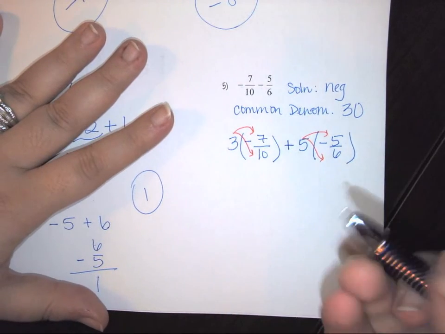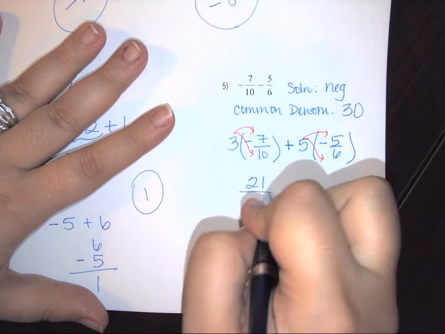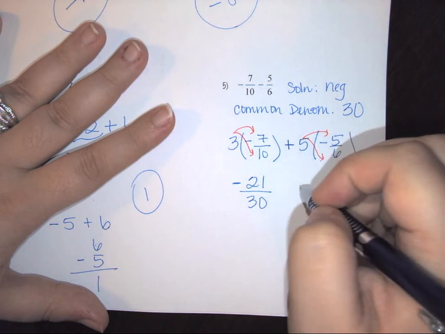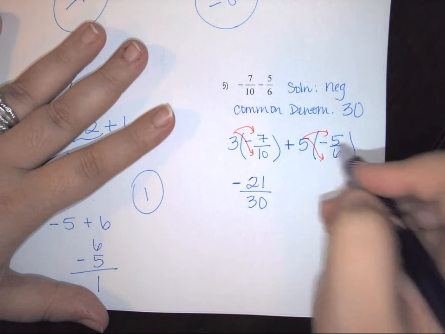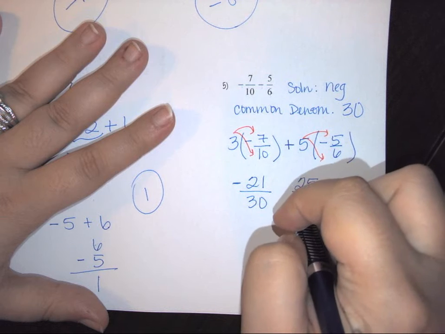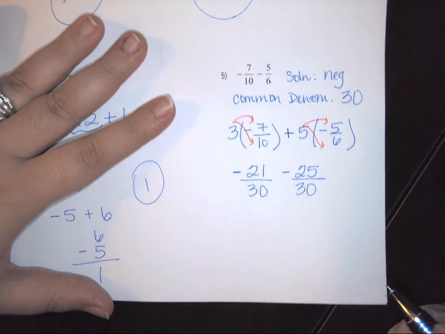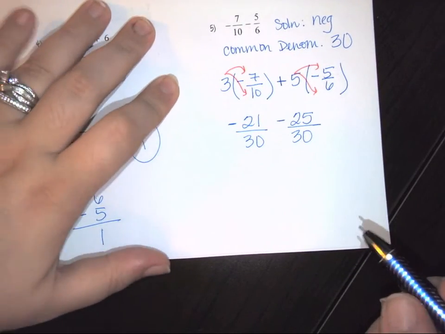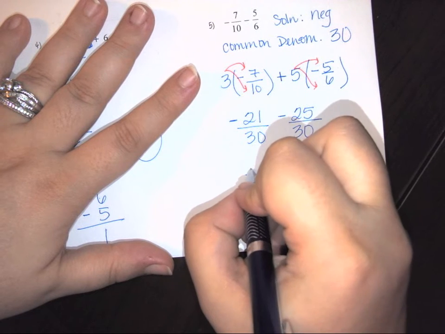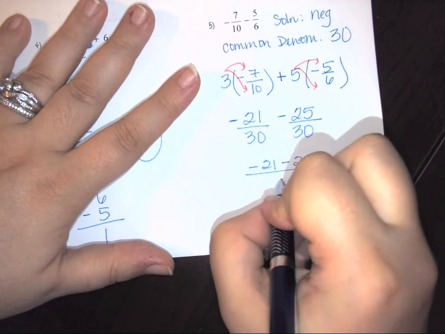So I have 3 times 7, which is going to give me a 21. 3 times 10 is going to be my 30, and don't forget my negative sign. And then I have 5 times 5, which is 25. 5 times 6 is 30, with my negative sign. And so now, if you remember fraction rules, they say that you're going to add or subtract straight across the top. So this is negative 21 minus 25 all over 30.